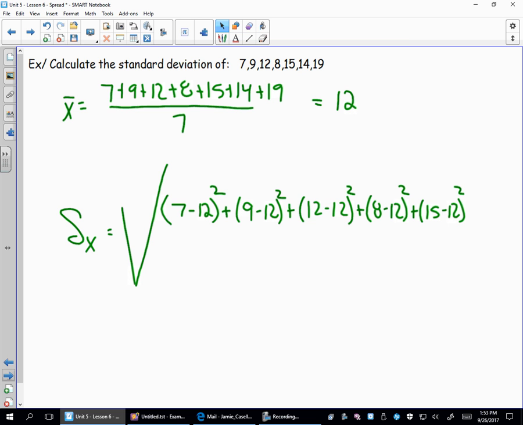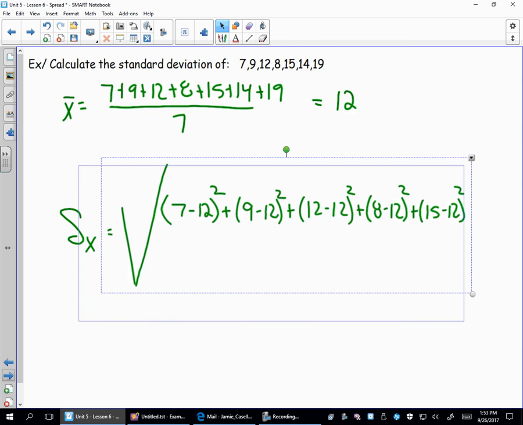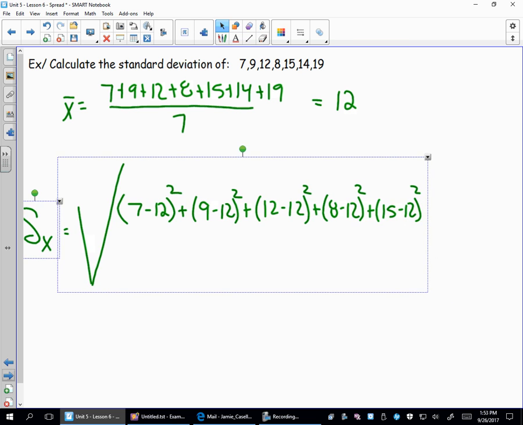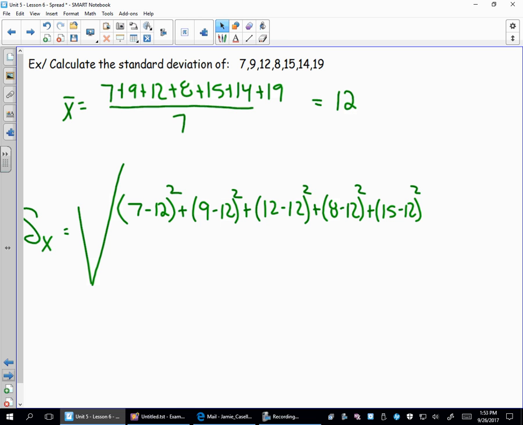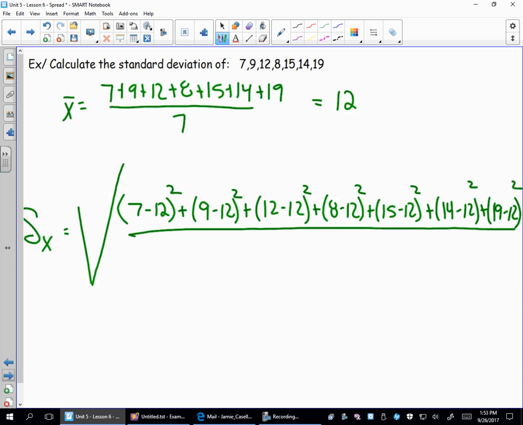I'm going to make some room here. Hang on one second. I'll move this all over. Got 15, I need 14 and 19. And then we're going to divide that all by the number of pieces of data, which we've already figured out is 7, and subtract 1. The reason we subtract 1 is that makes something a sample. If we had all 7 things and there was only 7 things, it'd be a population. So to do a sample calculation, we always subtract 1.